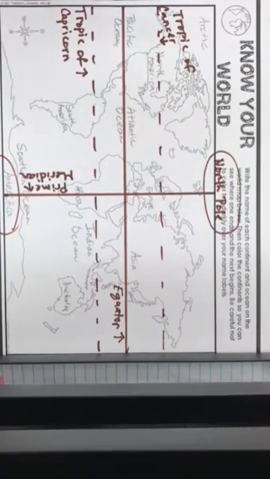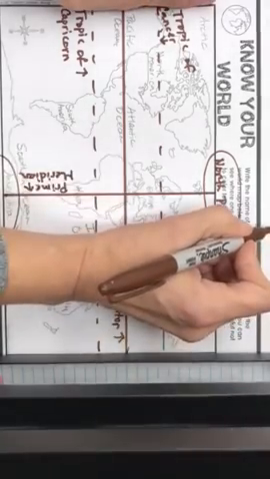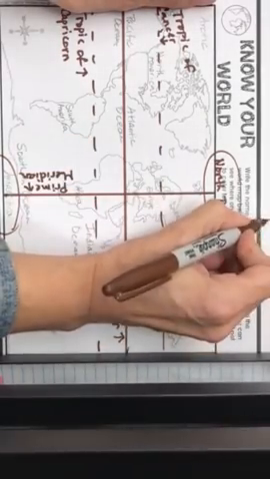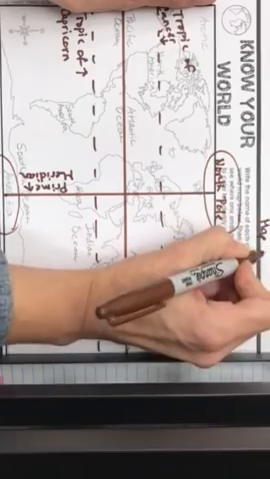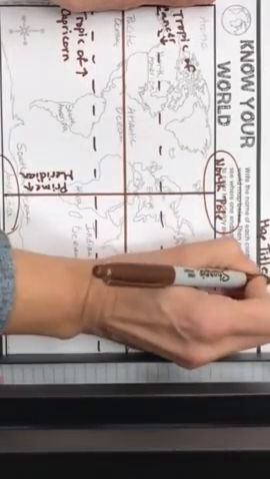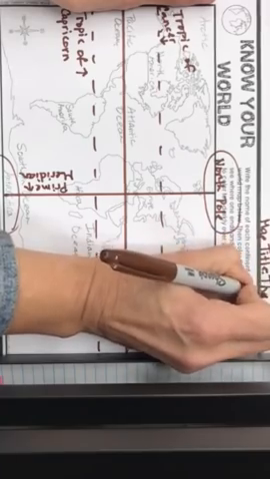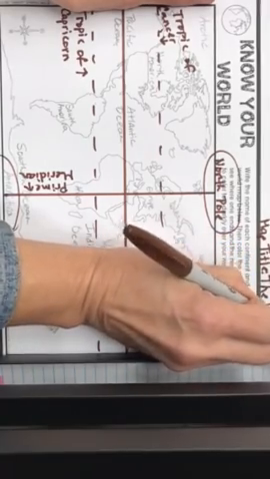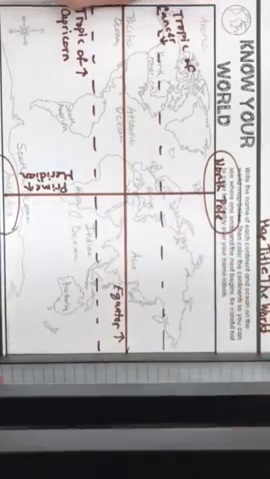All right, now here's one that a lot of students forget, our map title. I want you to write out map title, and then it's called the world. Use your checklist.